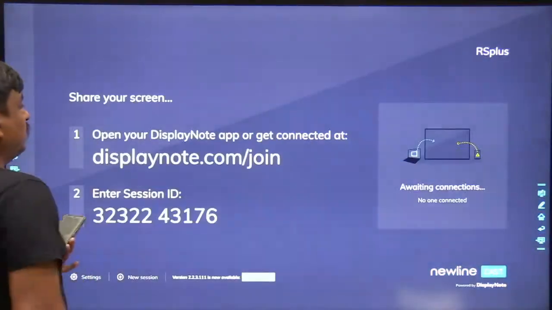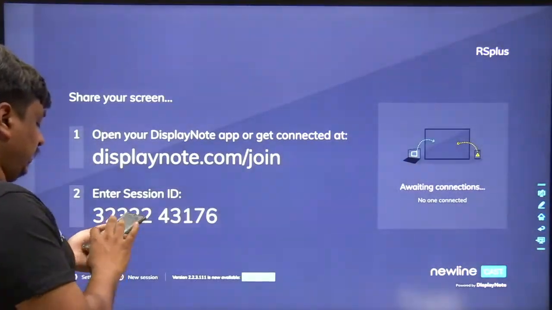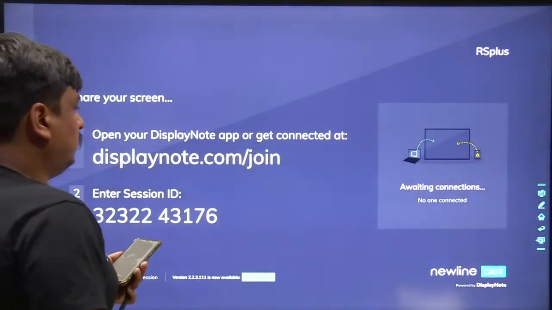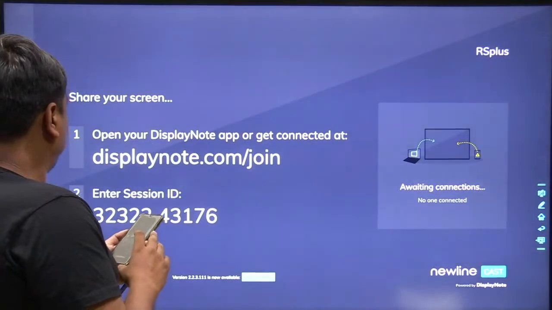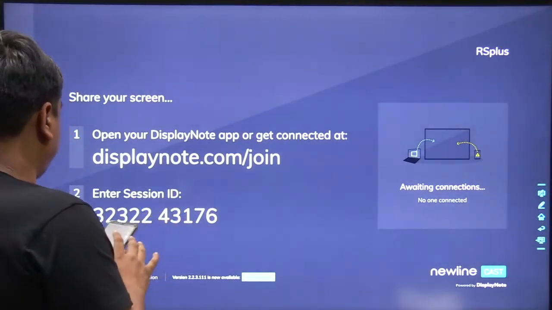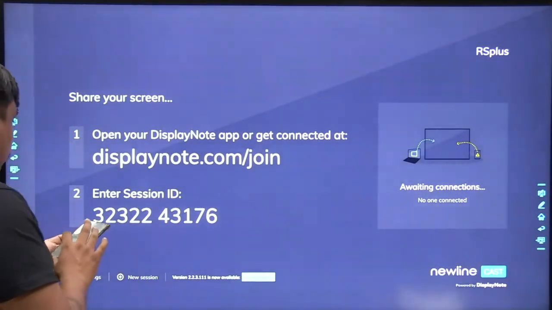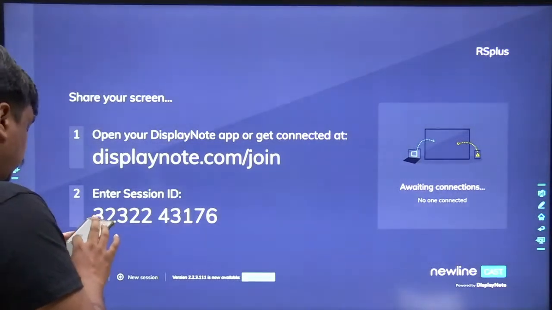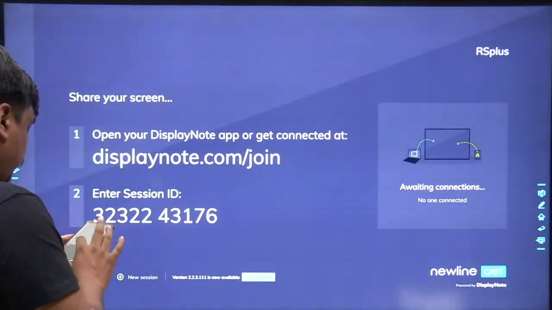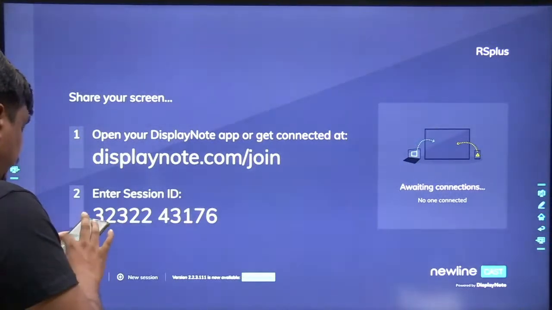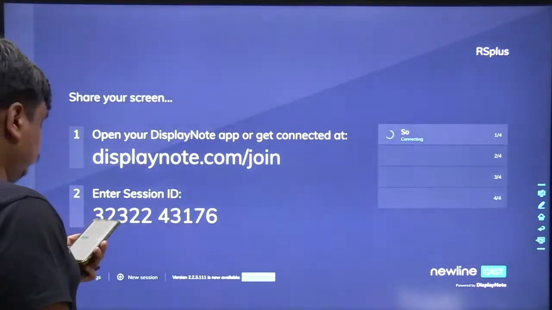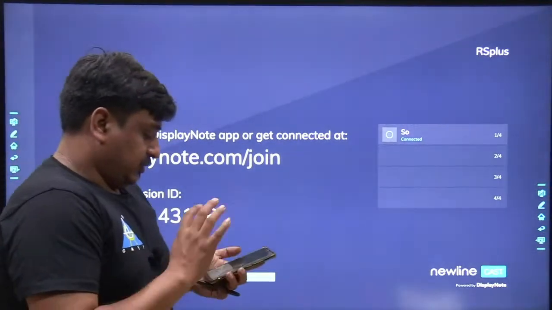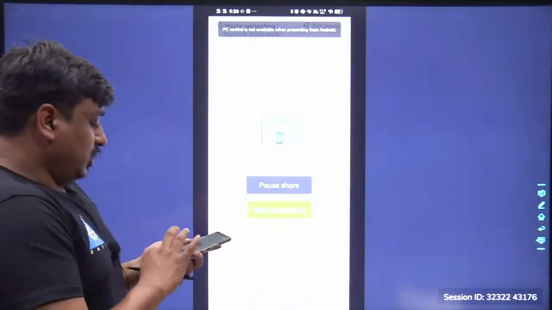Let me go into the screen mirroring. Once again, I need to connect it back. So just a minute. Enter the session ID, 32322433176. Let's see if it gets connected. Yes, probably it's getting connected. Yes. See how the curve would look like.